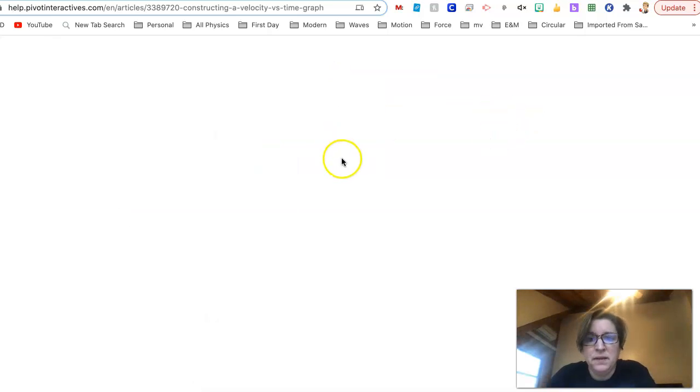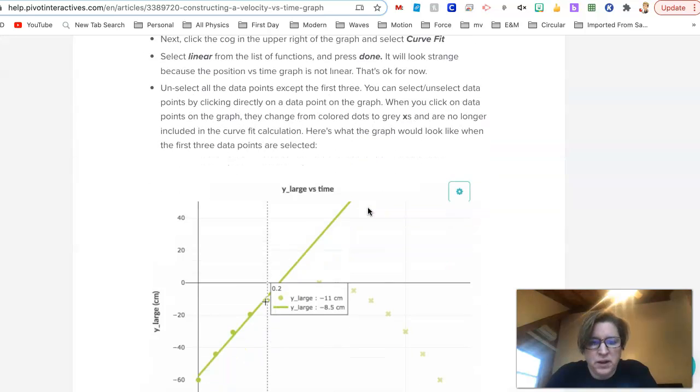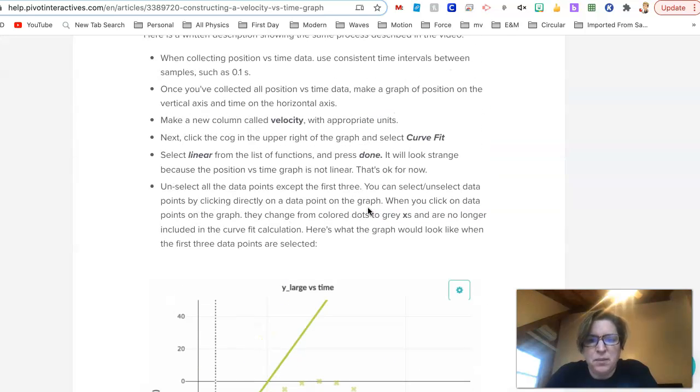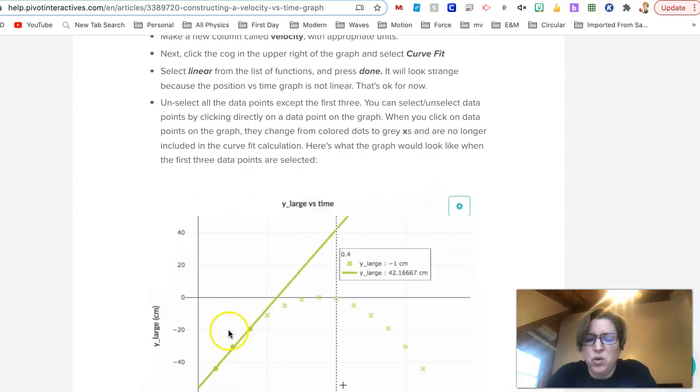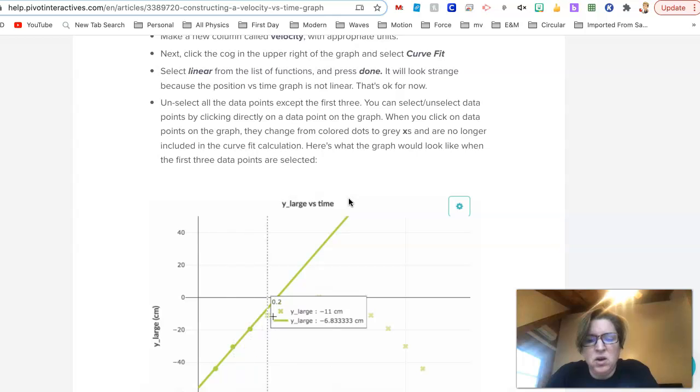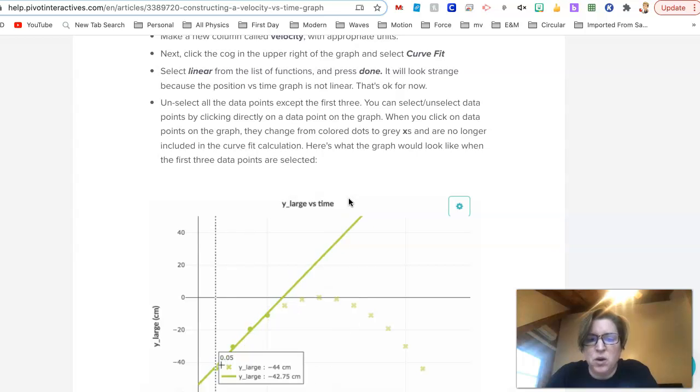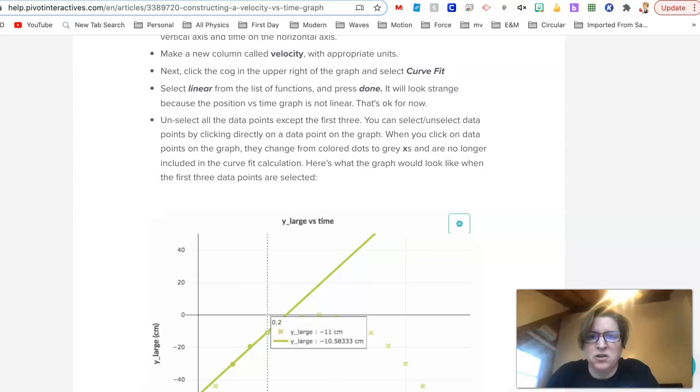So then, scrolling down here. All right, this is the key part. We're going to do a curve fit, and you're going to select linear, even though it's not a linear function. Okay, and then we're going to unselect data points until we're only using the smallest number of data points to get a slope. We're just going to use 3. All right, and then you're going to use that slope to find the velocity. So let me show you how you're doing that.